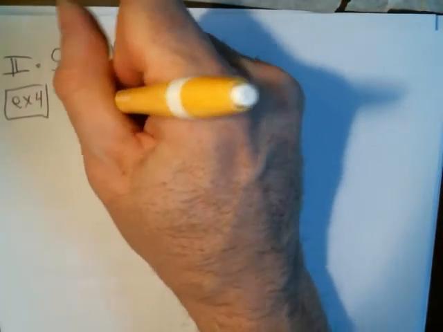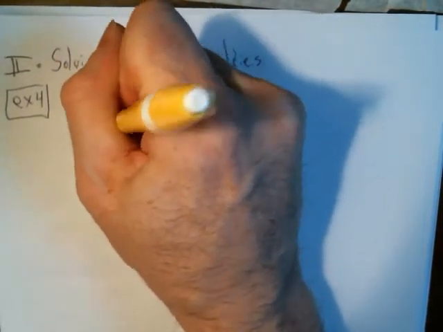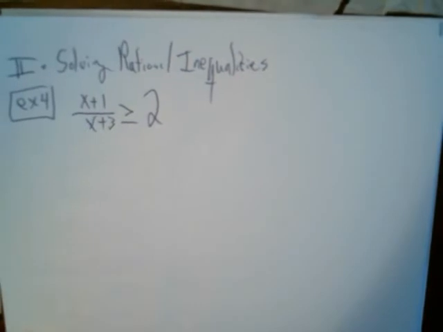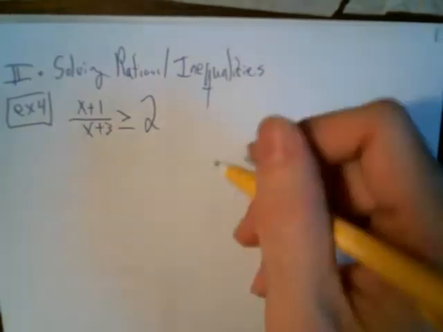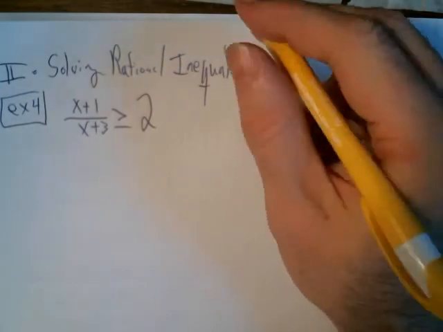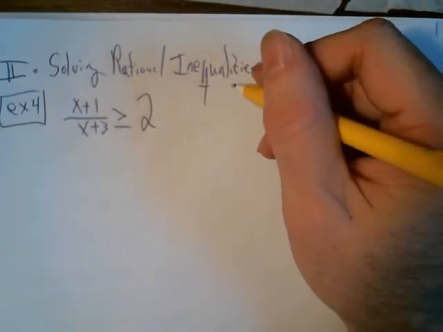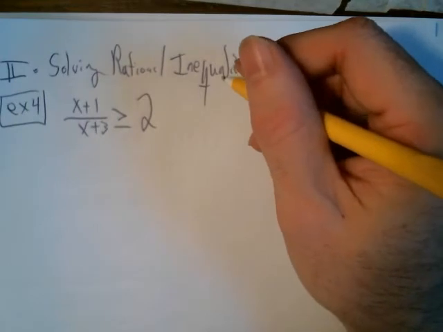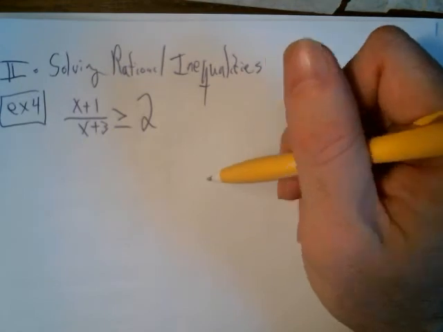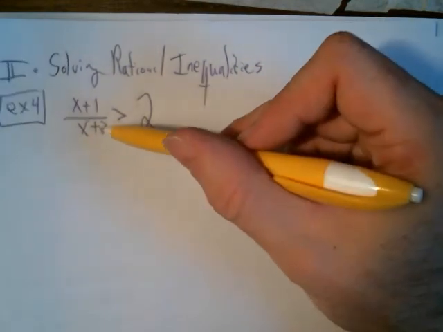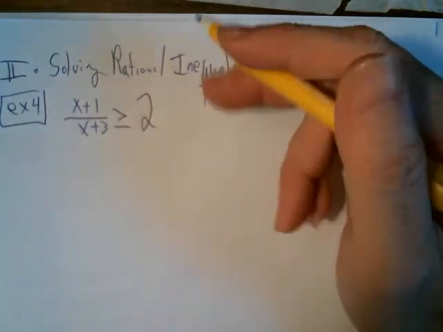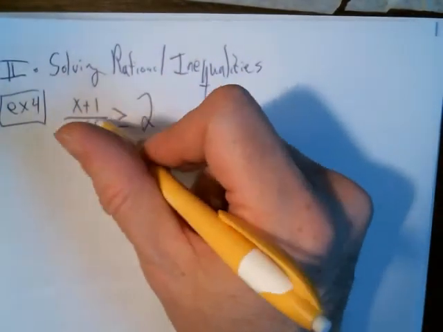So I have x plus 1 all over x plus 3 greater than or equal to 2. Okay. And the first thing you want to do again is set the thing equal to 0, basically. Okay. And what are you doing? You're looking for boundary points. And the boundary points this time come from 2 places. They come from where the denominator is 0 and then also where the numerator is 0. Okay. So let's go ahead and do that.